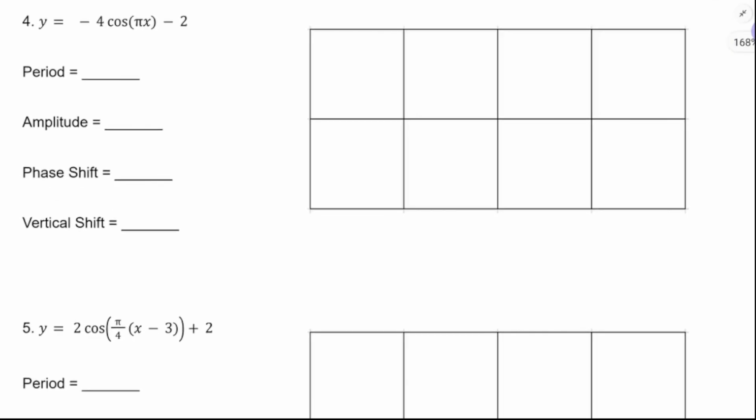Next one is a negative cosine. So that's what I was saying before. If we see it's a negative cosine, we can just know that we're going to start at the bottom and graph like that.